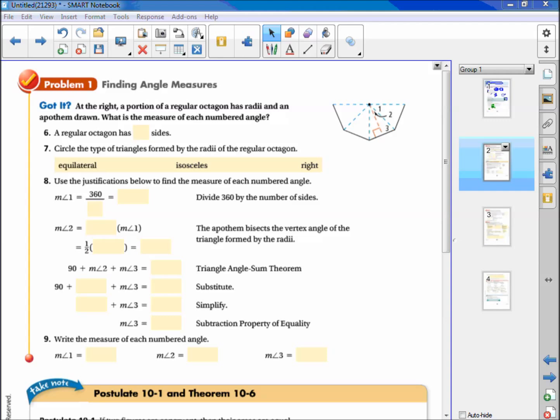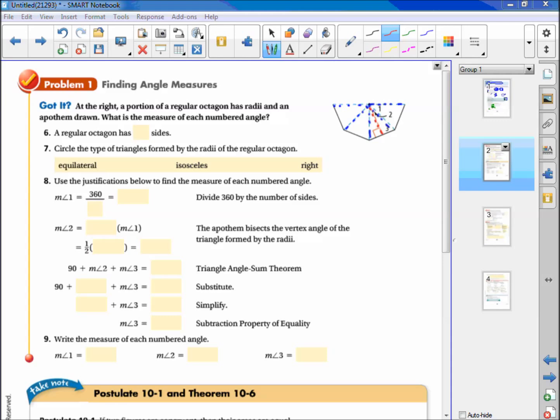On the top of page 2, we have problem number 1, finding angle measures. At the right, a portion of a regular octagon has a radii and apothem drawn. What is the measure of each numbered angle? So the radii in this picture are blue. These are all these that go to the vertices. And the apothem is the red part that goes through here. It splits one of those little triangles right in half.